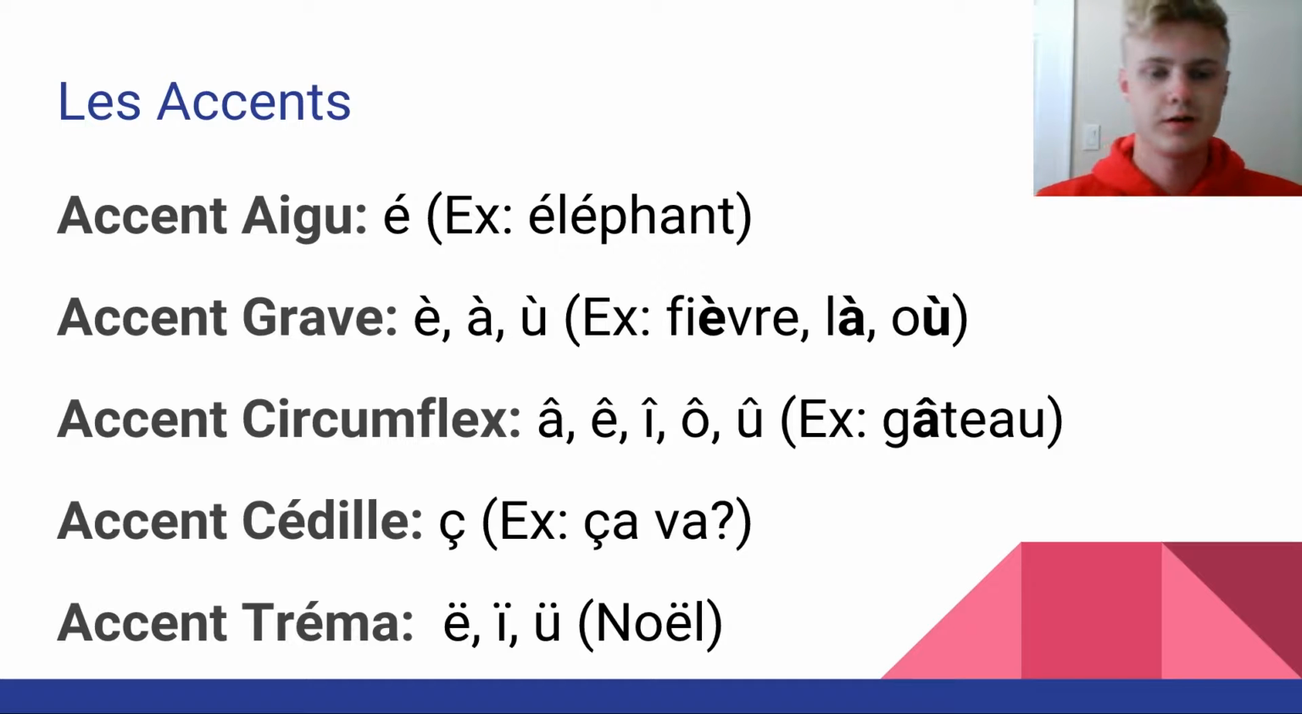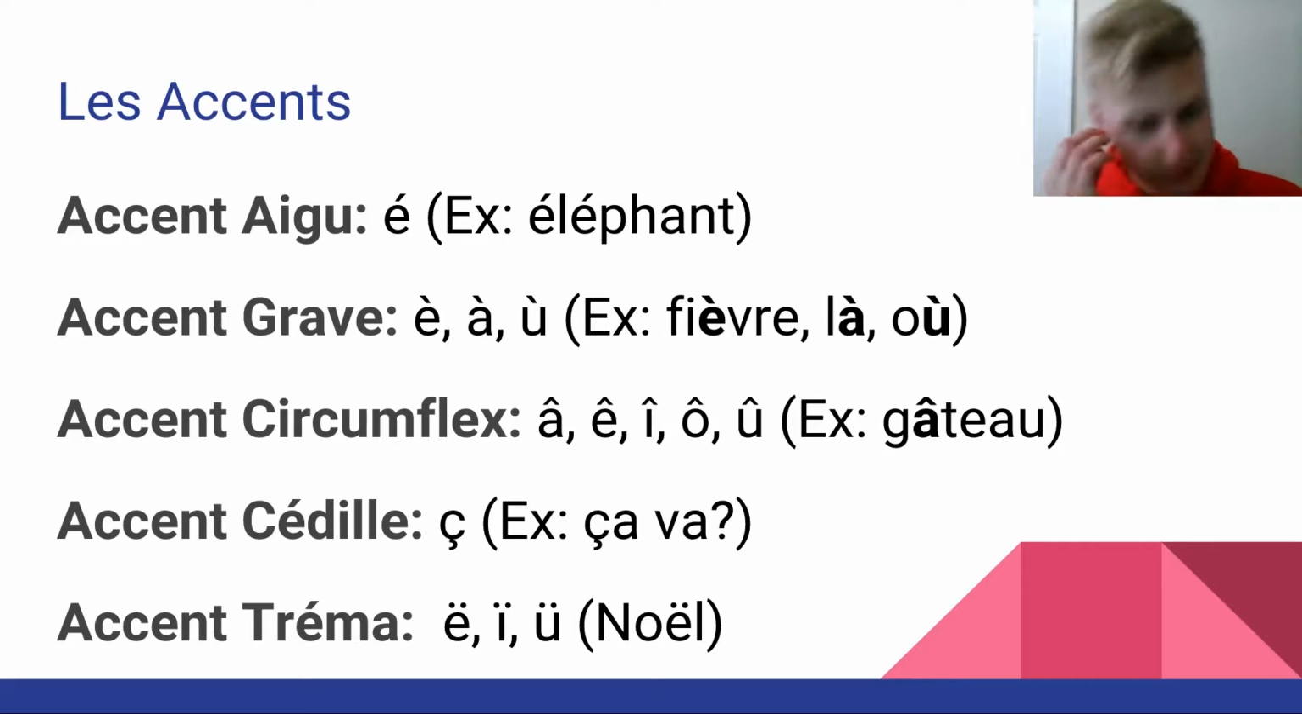Next, we're going to go to the grave, accent grave. An accent grave turns the E into a E sound. So examples we have over here, we have fèvre, which is a fever. We have la and ou as well. For accent circumflex, our example we have for that is gâteau.